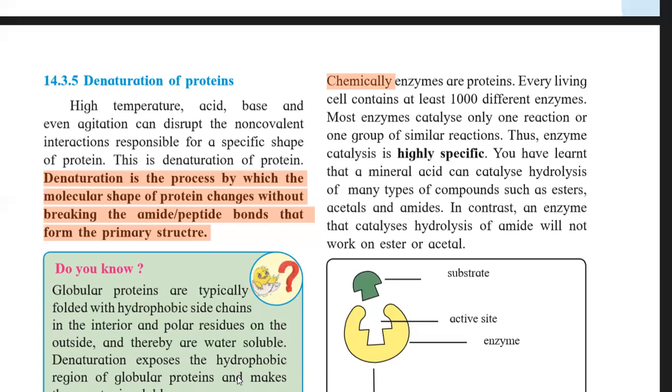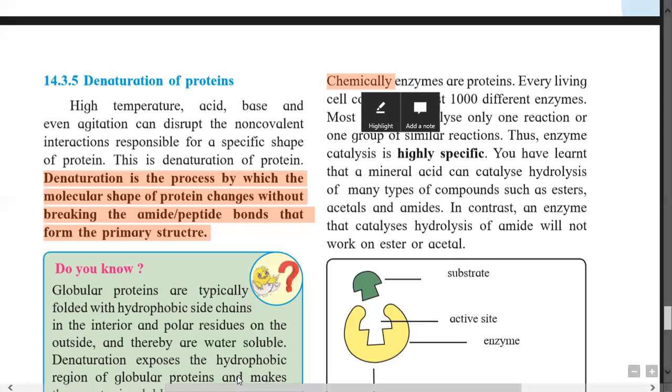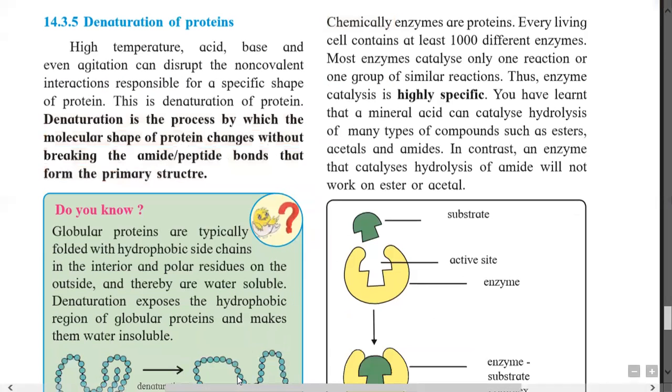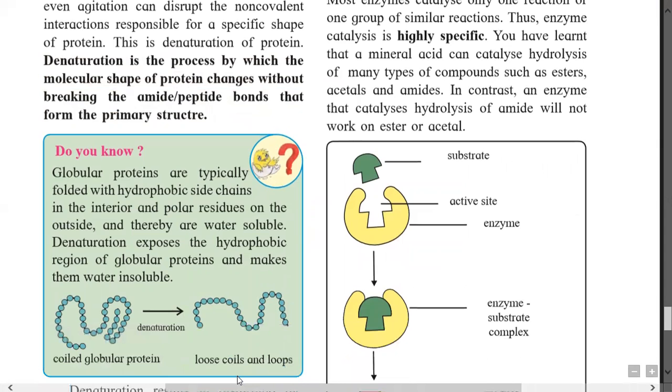The secondary structure, tertiary structure, and quaternary structure are formed due to non-covalent bonds. When these non-covalent bonds are disrupted, the molecular shape of protein changes without breaking the amide linkage or the peptide linkage. This is called denaturation of protein.